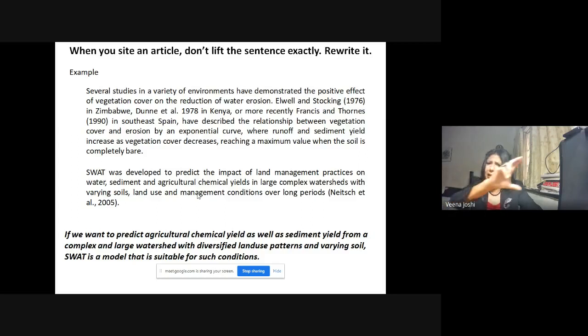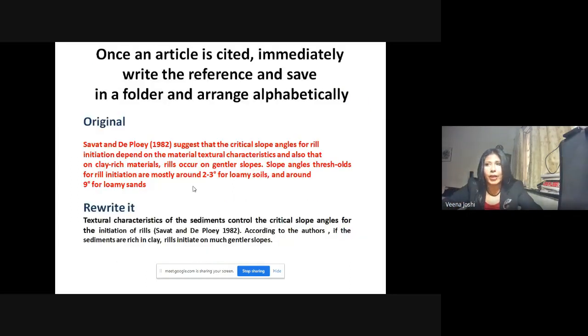Don't lift the sentence as it is, even if you acknowledge, because the software doesn't know. It will just highlight the parallel words. You cannot have the parallel words. So see, इसी को मैंने कैसा rewrite किया है देखो. Again, don't read it. Meaning is the same, but there not even a parallel word you will find.